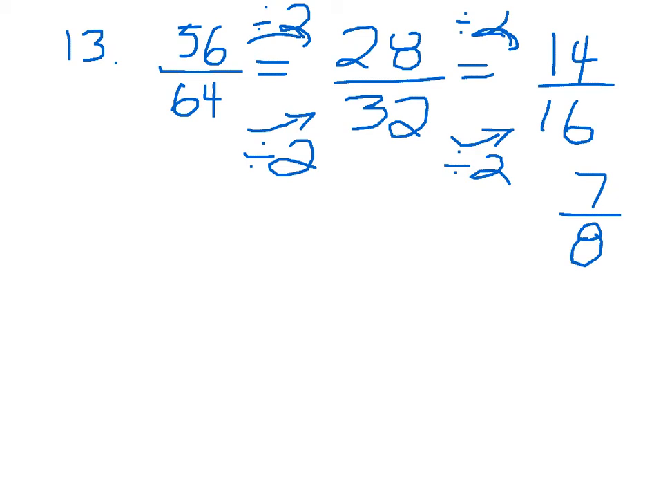So 7/8 is the same thing as 14/16, the same thing as 28/32. All of these fractions are equivalent. They're just different names for the same quantity. Now it's common practice in math to give the simplest name, and the simplest name of this fraction is 7/8.